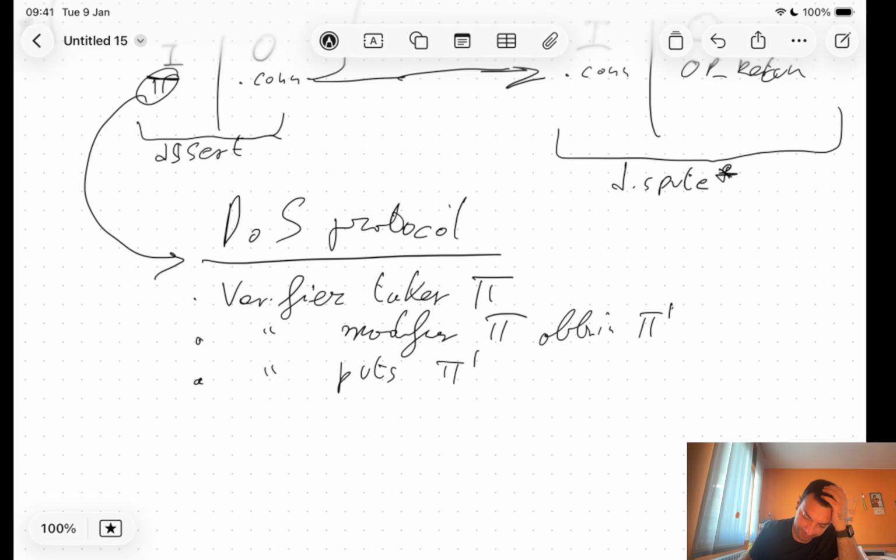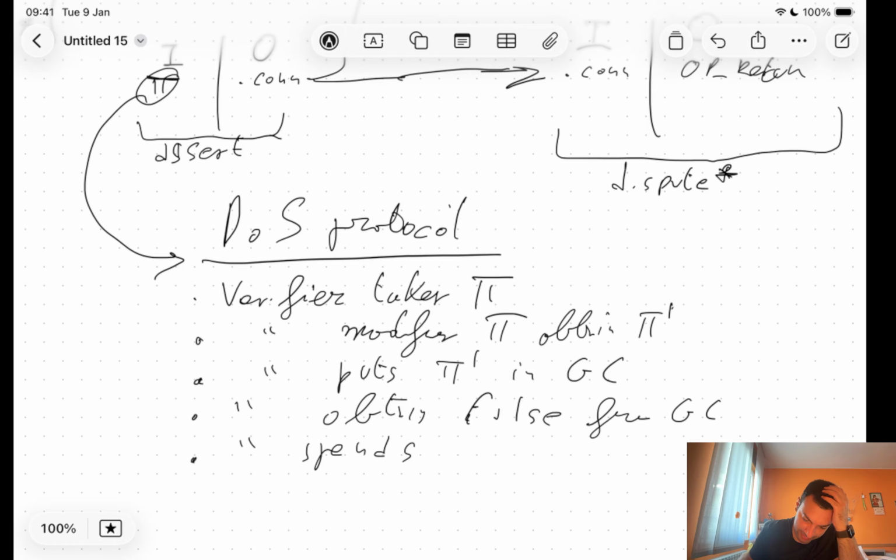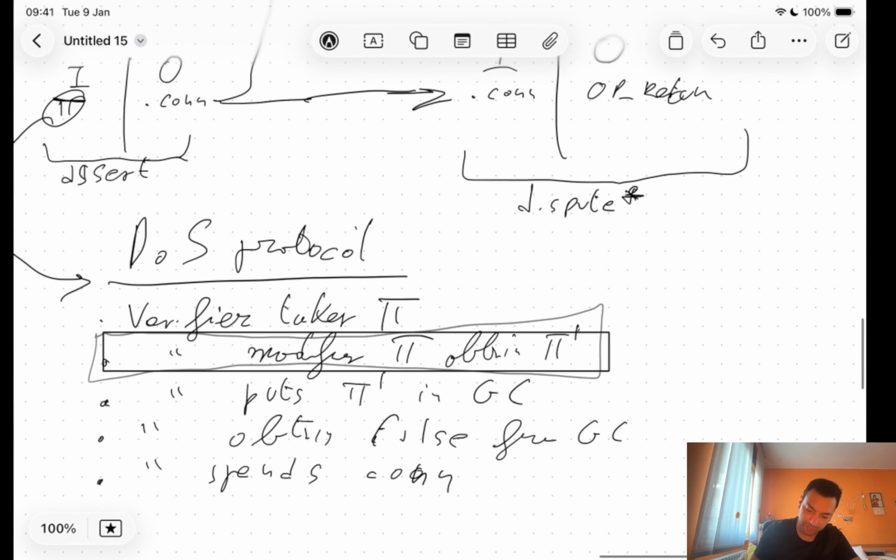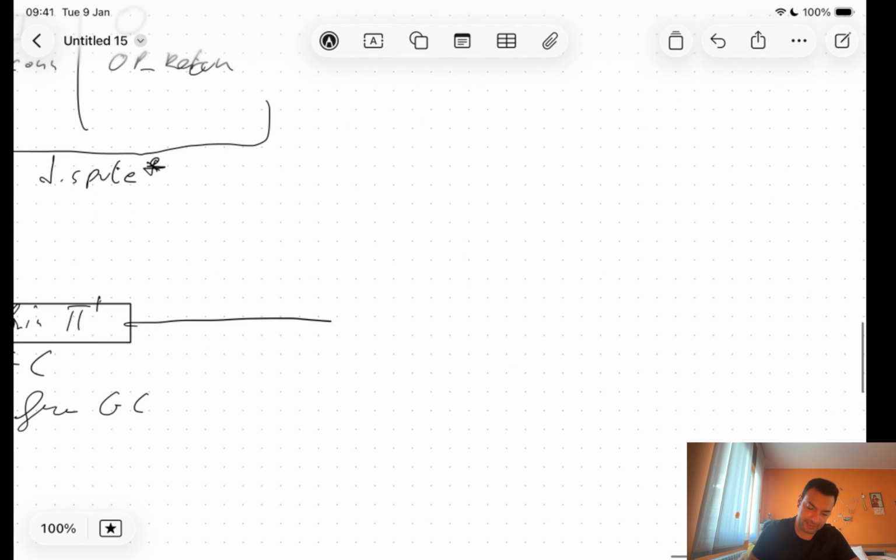Puts pi prime in the Garbo circuit. The verifier obtains false from the garbled circuit, and the verifier spends the connector. The big assumption here, if you think about it, is that you can modify pi to have pi prime. My claim here is that this is not possible.